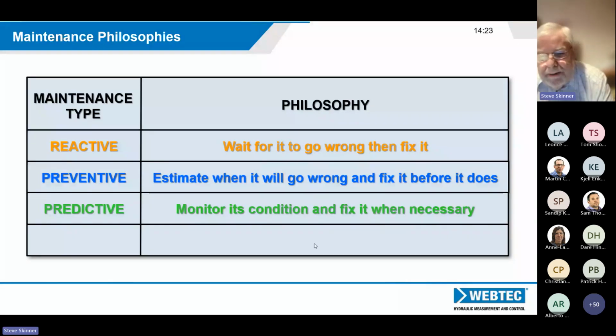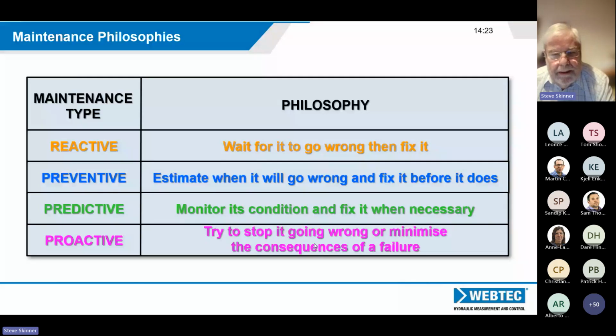Predictive maintenance is where we monitor its condition and then we fix it when it's necessary, when the sensors or equipment tell us that it's time to change that particular component. And then we have proactive maintenance, where we do everything we can to try to stop something going wrong, or if we can't stop it altogether, at least we try to minimize the consequences of it failing.